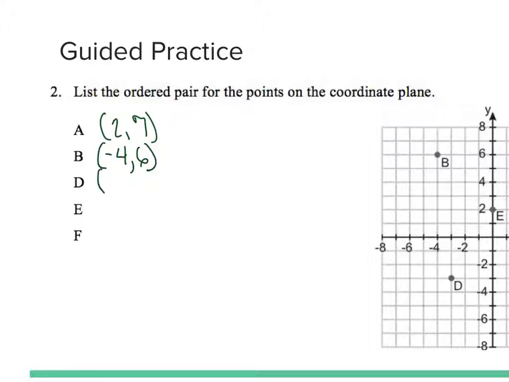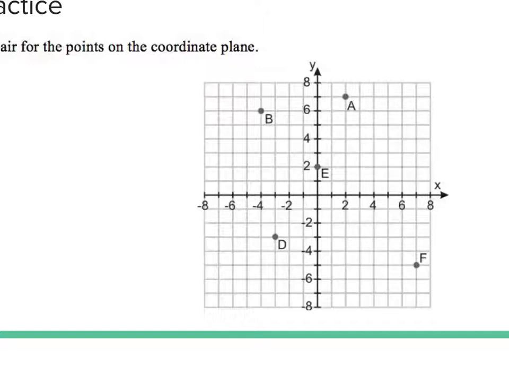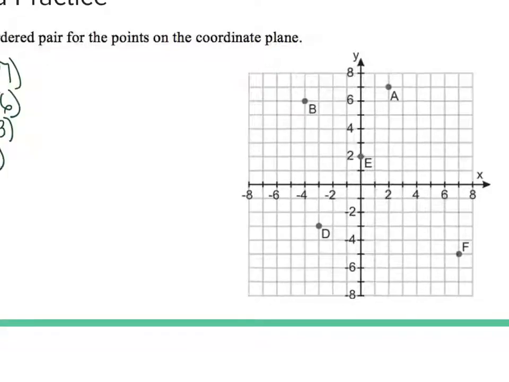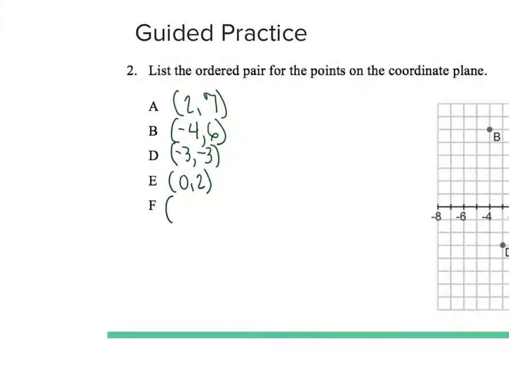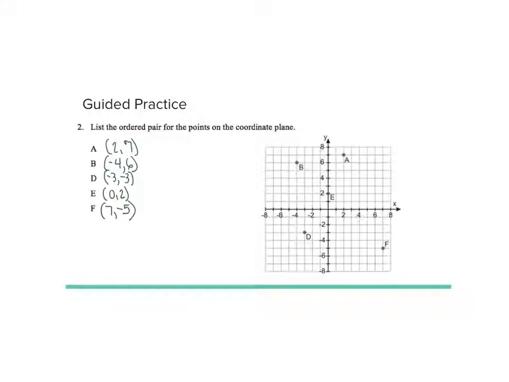So D is -3, -3. E is 0, 2. And F is 7, -5. Okay, how did you do?